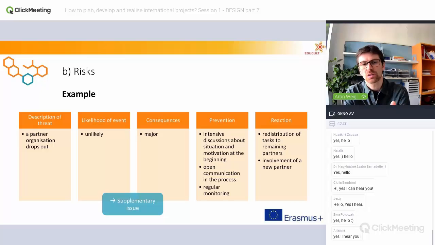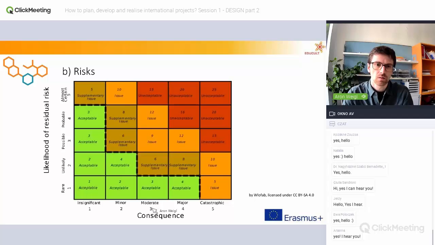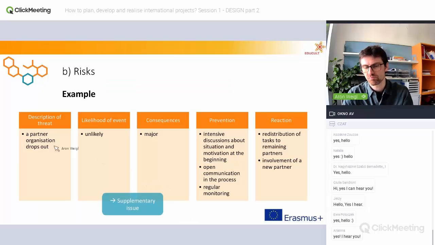In this example, we have an unlikely likelihood and a major consequence. That means here we are in this field, 4 of the second row, supplementary issue. So it's okay, we can live with it, but perhaps we can think about what we can do. And here, steps 4 and 5 are defined already in this risk analysis matrix then.